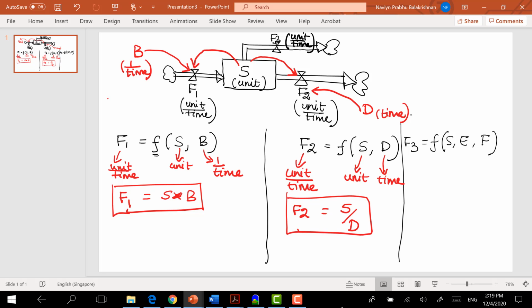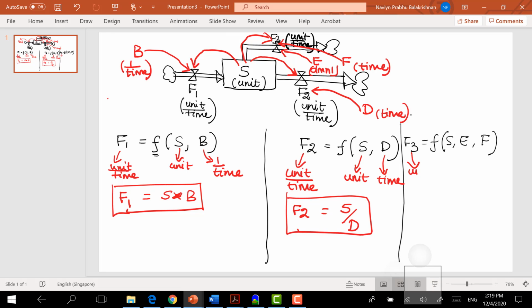Now let's go to F3. Let's say F3 is dependent on three things: S, E and F. So I'll connect S to F3. I'll define a new variable called E and connect it to F3. I will define another new variable called F and connect it to F3. Let's say E has the unit dimensionless and F has the unit time. So in this case, you can easily form the equation.